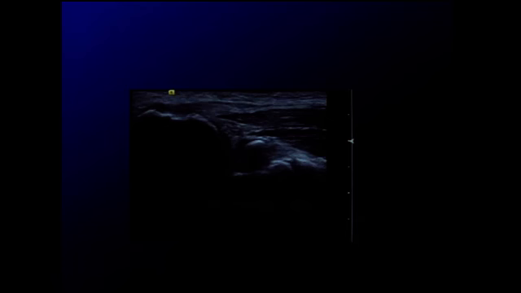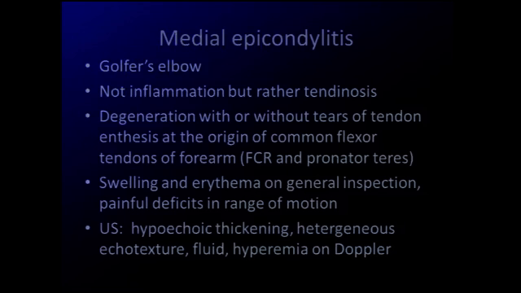Now, for this patient, he presented with medial elbow pain, and you can see that there is a calcification in the expected location of the ulnar collateral ligament. And in this case, this patient was a javelin thrower during his college years, and this is the chronic appearance of long-standing tear or injury to that ulnar collateral ligament.